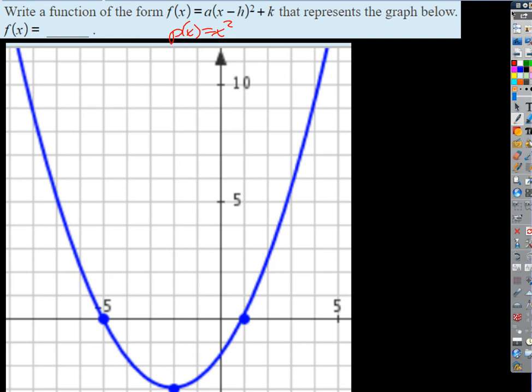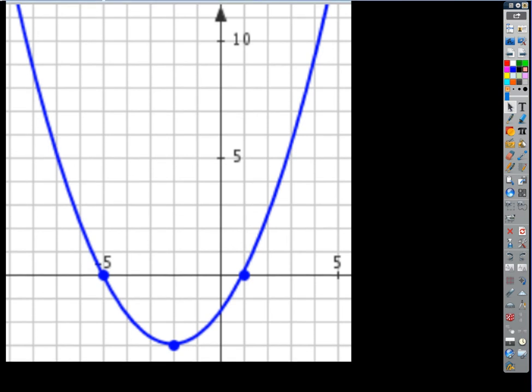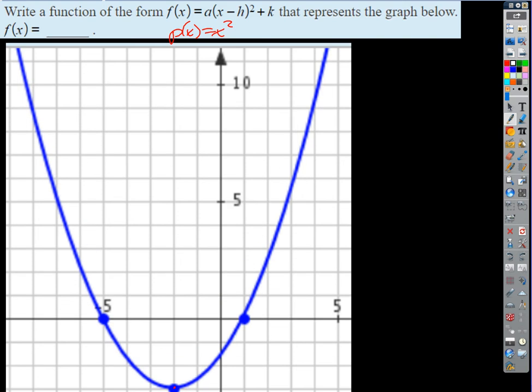Hold on. So there's the vertex, right? What are its coordinates? -2, -3, it looks like. So the coordinates there, -2, -3. So there's H and K. That's easy, right? What about A?